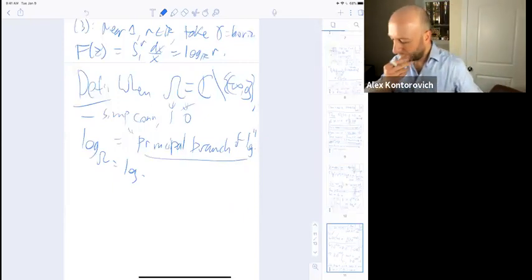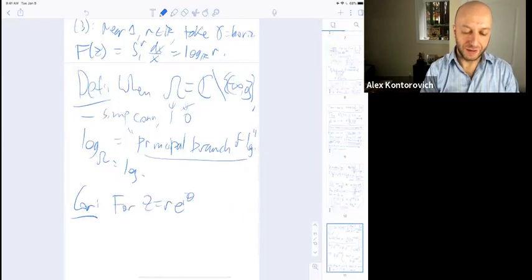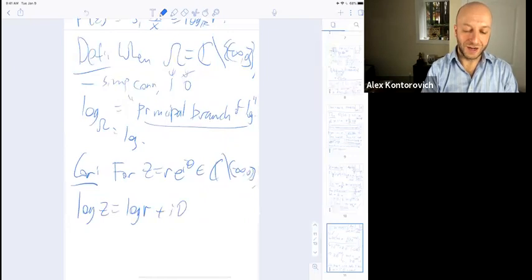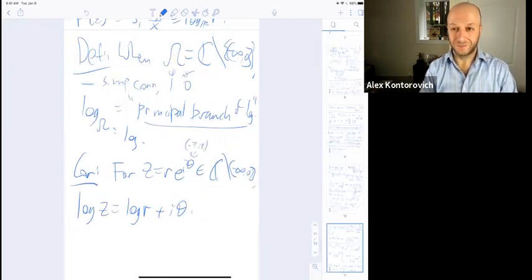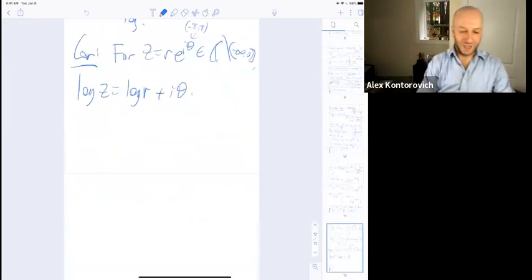Yeah, so here's a corollary. For z equals r e to the i theta in this slit plane, this principal log is indeed equal to log r plus i theta, where theta is in minus pi to pi. How can we prove this?